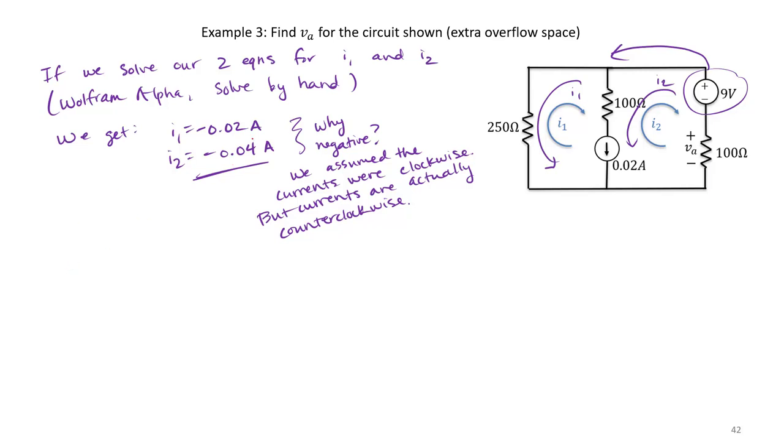Okay, so now that we know I1 and I2, we can find VA, right? So we can go ahead and substitute in. We know that VA is going to be equal to 100 I2, and of course, that's 100 times negative 0.04. Again, this is ohms, this is amps, so ohms times amps gives us negative 4 volts. So there you have it.